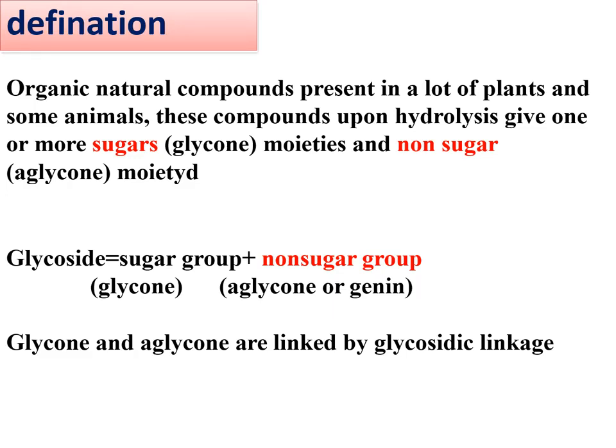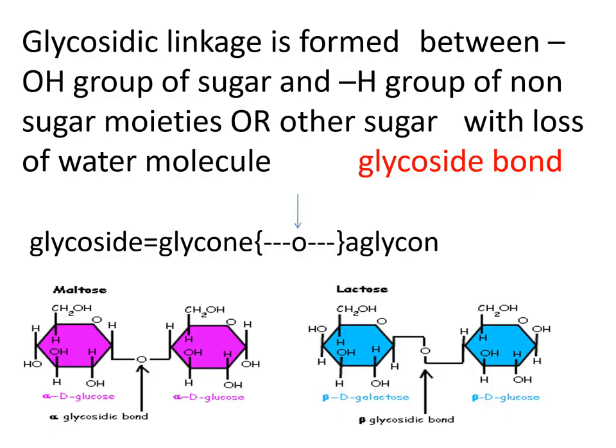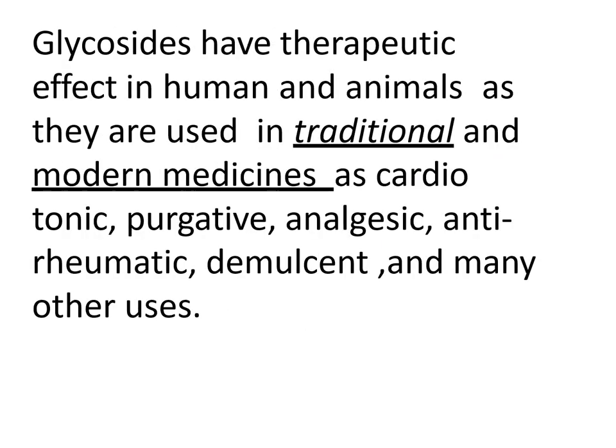And the definition, already we know the glycosides. It is formed with the glycon and aglycon parts. The glycon moiety is called sugar, and the non-glycon moiety is called aglycon. So a glycosidic linkage is there, and alpha glycosidic bond is there, and beta glycosidic bond is there, and in nature the beta glycosidic bond is found mostly. Then glycosides have therapeutic effects in humans and animals. They are used in traditional and modern medicine as cardiotonic, purgative, analgesic, anti-rheumatic, demulcent, and many other uses. These are the general therapeutic uses.